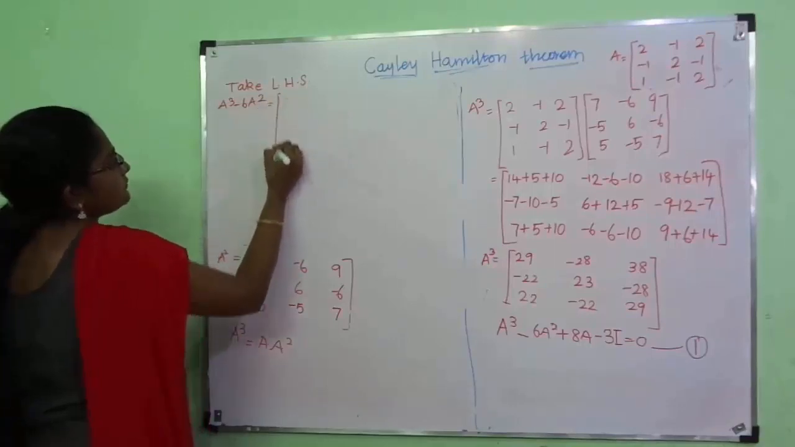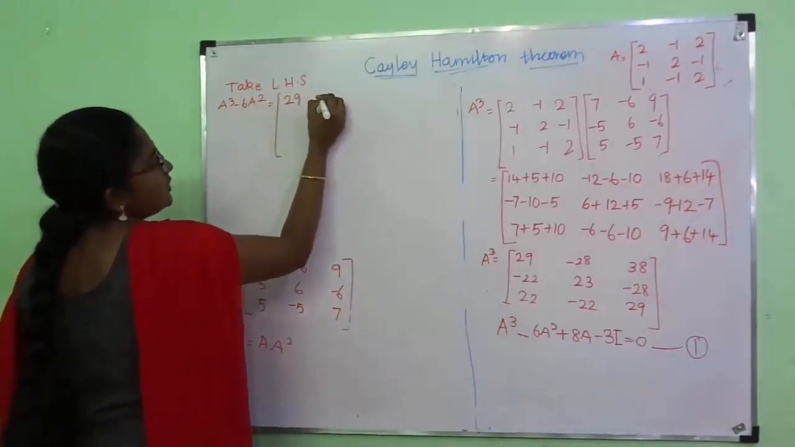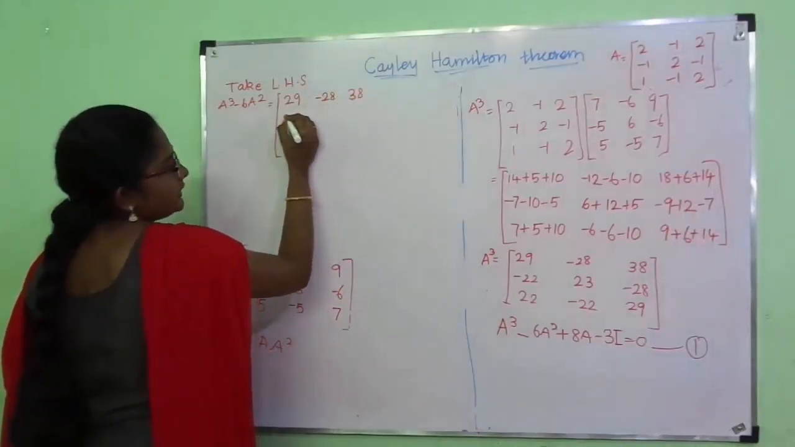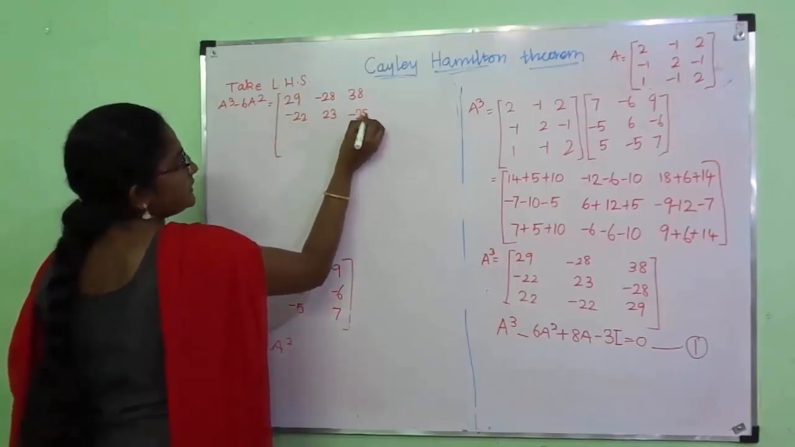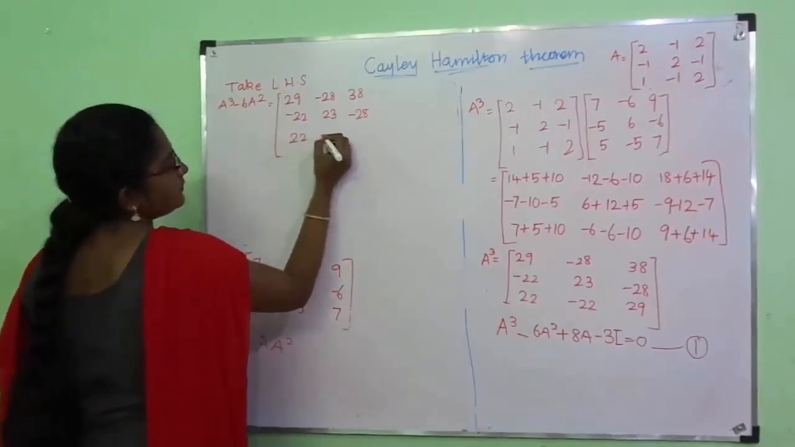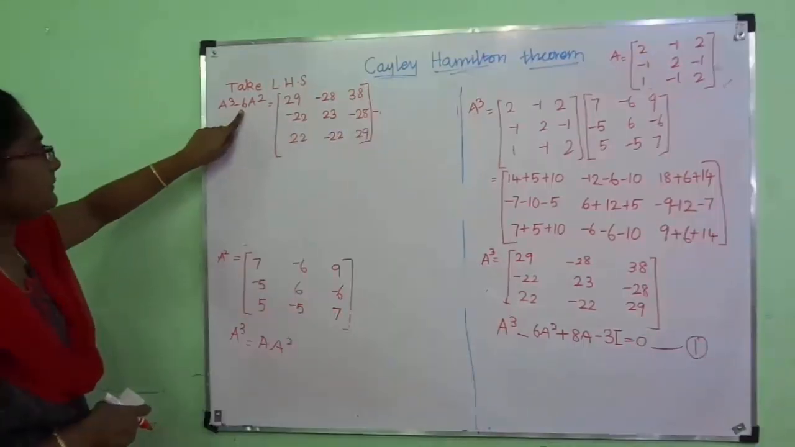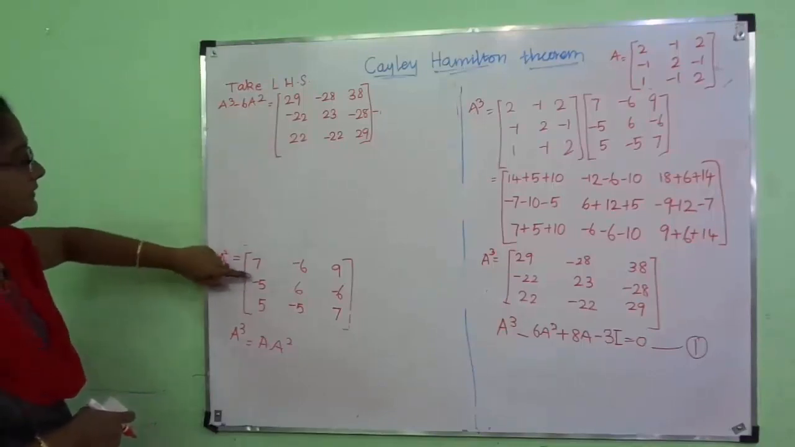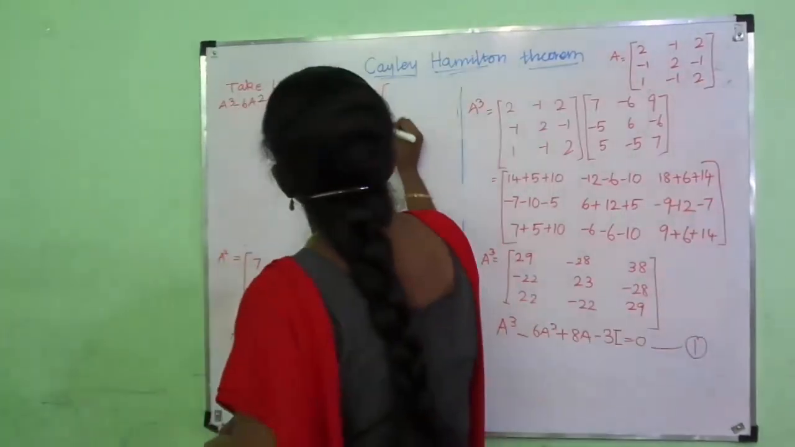What we have found, the A cube matrix, is here. I am going to write it here as it is: 29, minus 28, 38, minus 22, 23, minus 28, 22, minus 22, 29. Look at here, minus 6A square. I am going to directly multiply 6 in this matrix and write it here. Multiply each element by 6 and write.